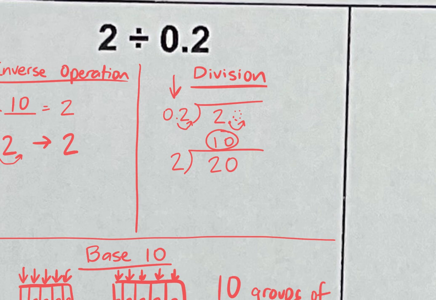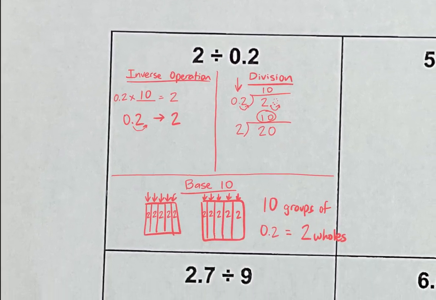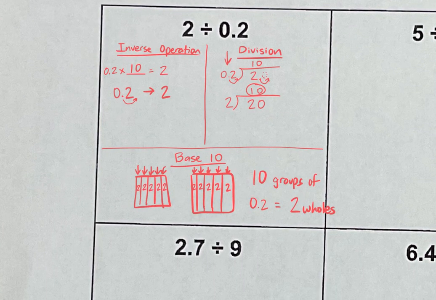So there are 10 groups of 2 in 20, so there must be 10 groups of 2/10 in the number 2, in a whole number 2. So our final answer for this, as you can tell, I'll circle it in blue, would be 10, right?